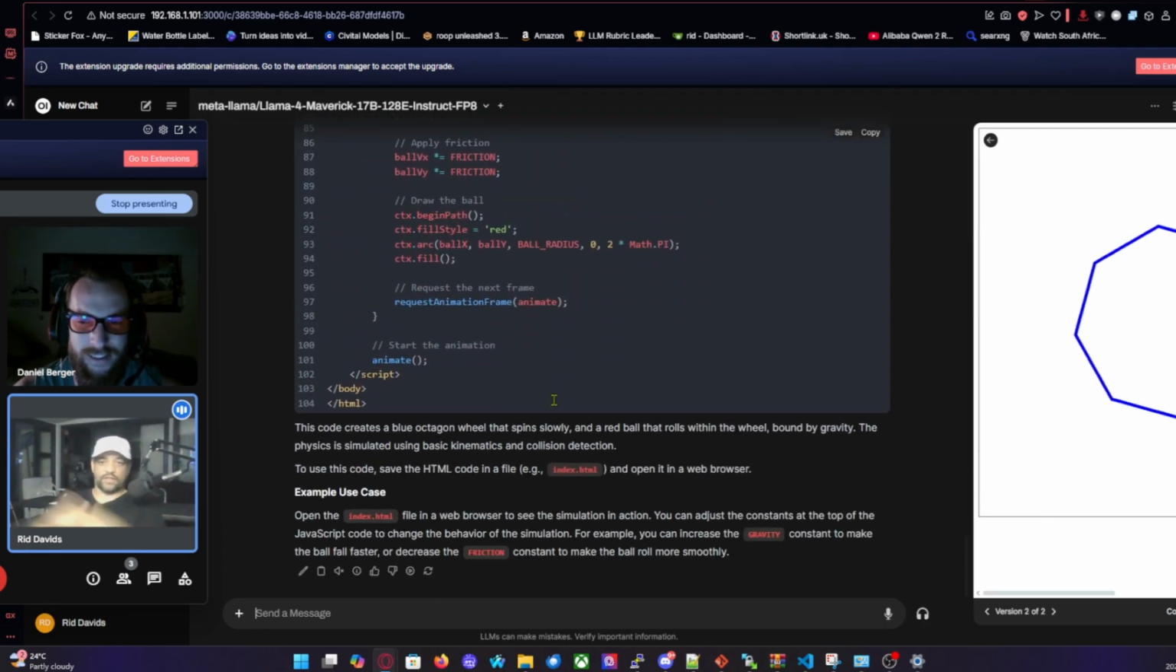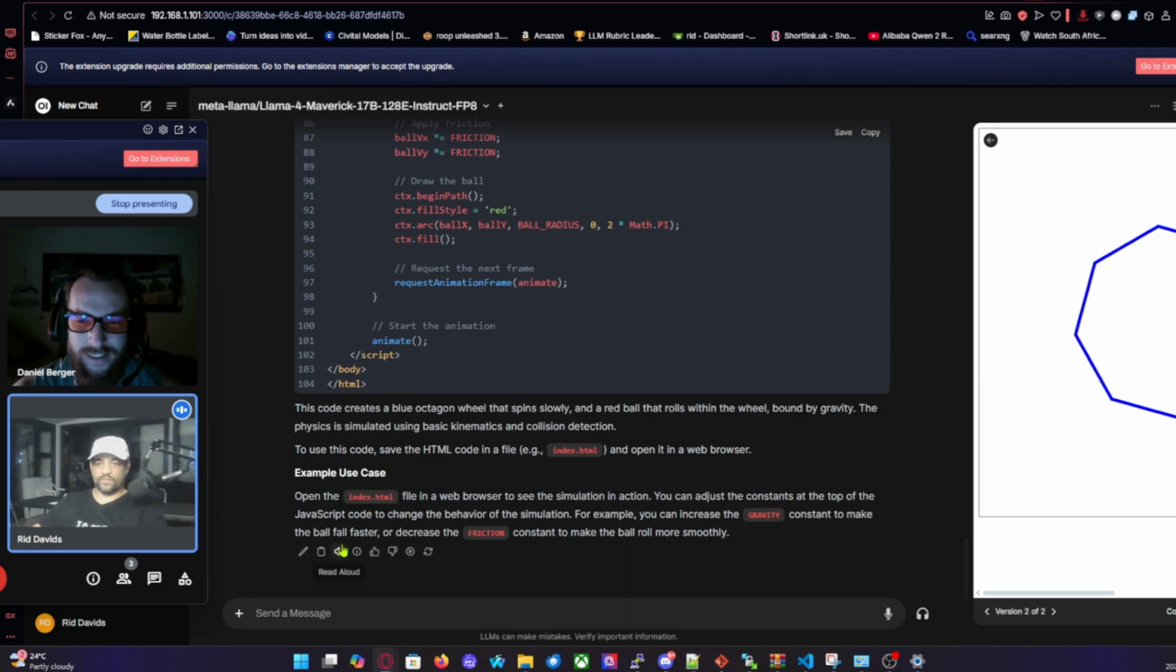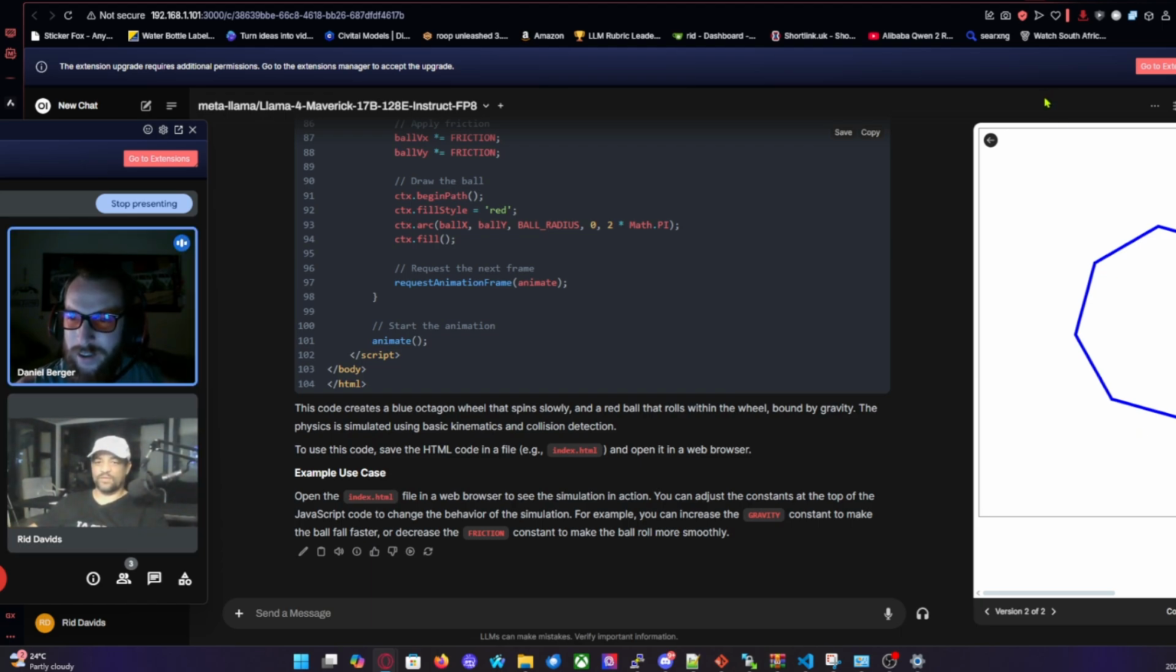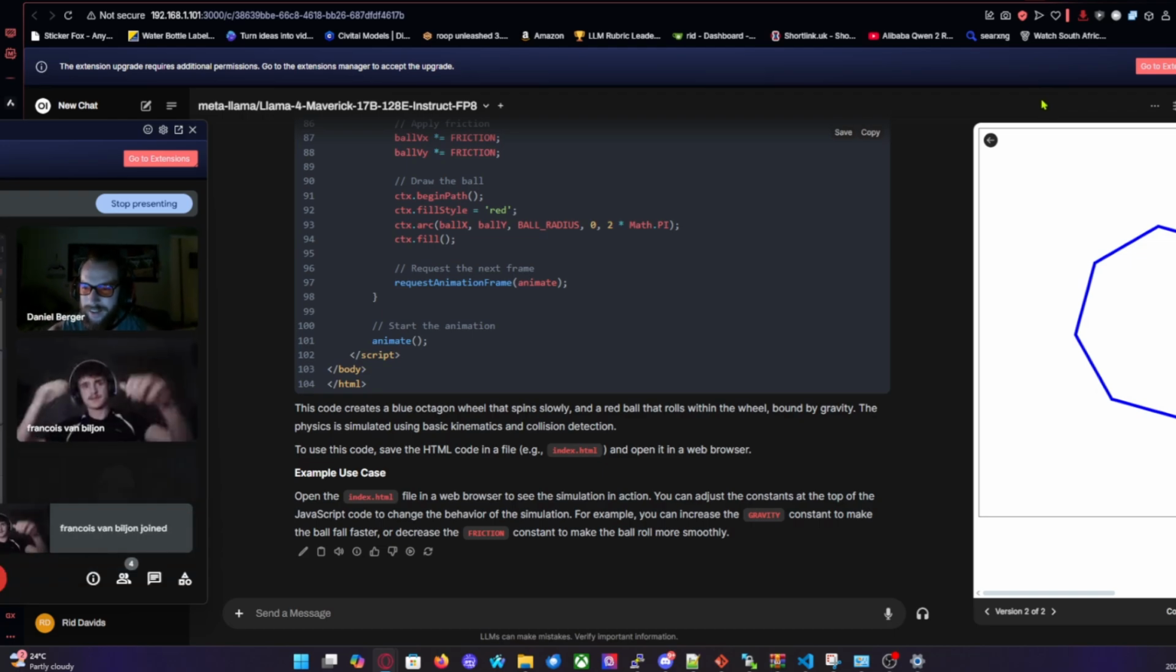And there you go. It does blue octagon wheel with red ball simulation. It doesn't complete the shape. There's no ball spinning. It just fell off the side. Like, what is this crap? Didn't it only get a 20 or 30% on the coding score? Yes, compared to all the others.